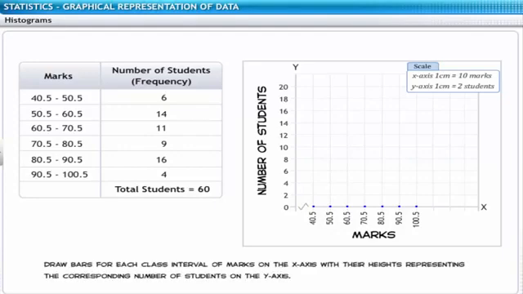Next, we draw bars for each class interval on the x-axis representing the corresponding number of students indicated on the y-axis. For example, 6 students scored marks in the class interval 40.5 to 50.5. 14 students scored marks in the class interval 50.5 to 60.5 and so on.